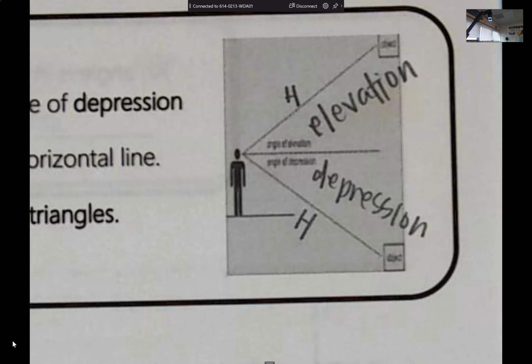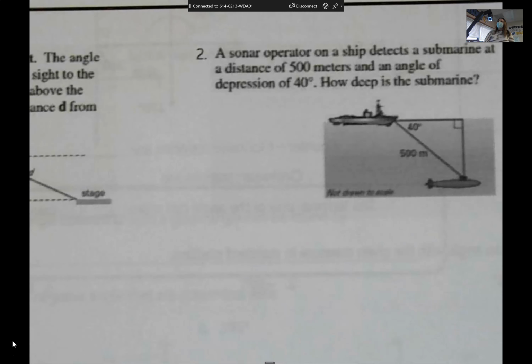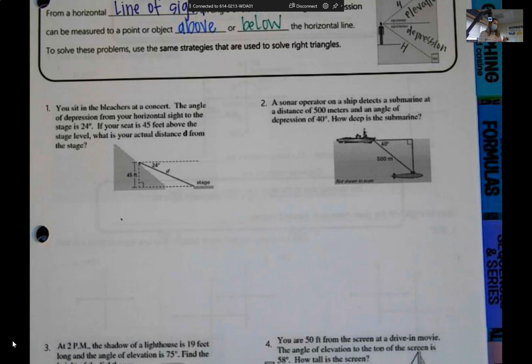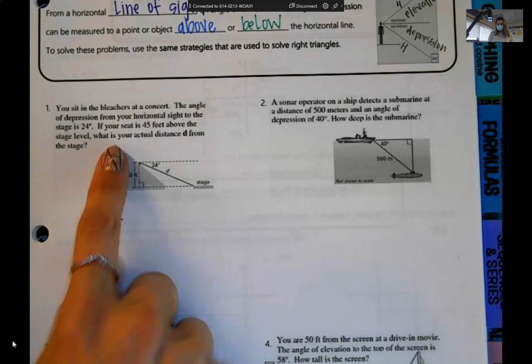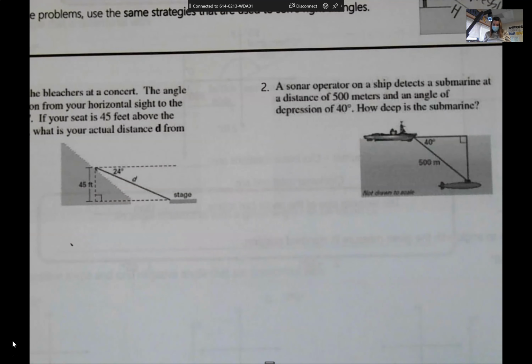They make a big deal, and by they, I mean our notes and our procedures for doing these problems, about what's an angle of elevation and what's an angle of depression. But really, when we get to our problems, it's very straightforward and easy, because in each of these problems, they are always going to give us a side and an angle. So for every single problem, they will give us a side and an angle, and we will find another missing side. So our first one says, you are sitting in the bleachers at a concert.